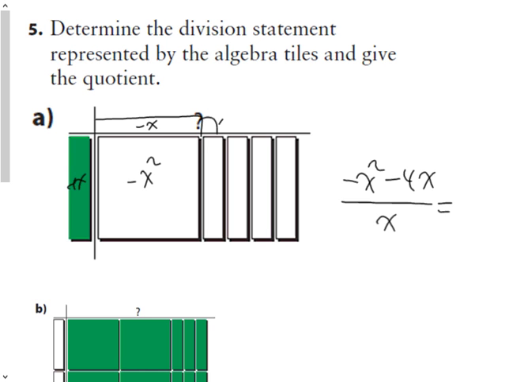This will be a negative 1, a negative 1, a negative 1, and a negative 1. Because a negative 1 times a positive x is a negative x. So therefore, the missing side length is a negative x minus 4 would be your quotient, or your answer to the division.